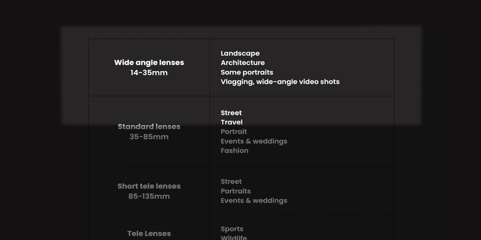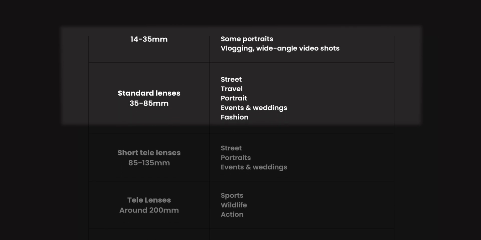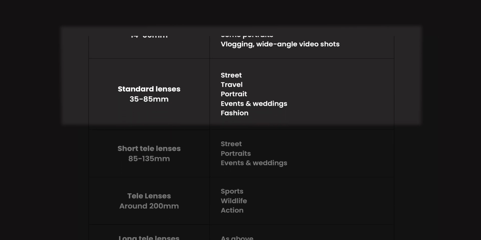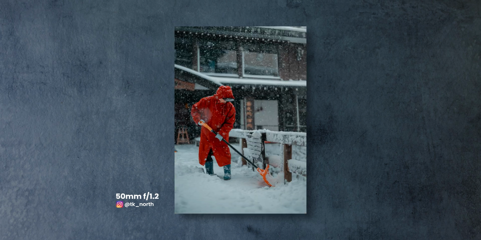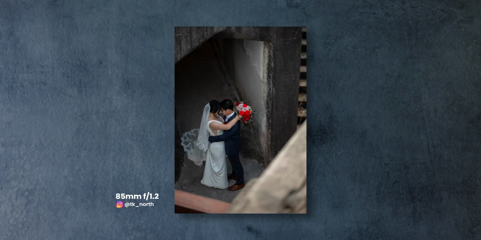So moving on to more of our standard focal lengths, anywhere from about 35 to 85. Between this range is a little bit more natural for our eyes and for people's faces, so generally most portraits are shot within this range. They are also really common for things like street and travel photography, especially because a lot of photojournalism is typically at 35mm. They're also really common with things like events and weddings, and also fashion photography.